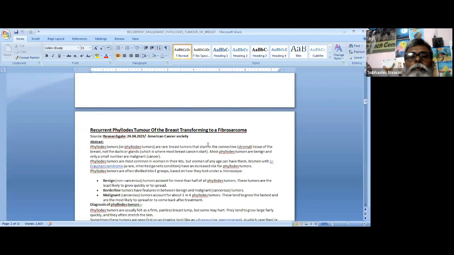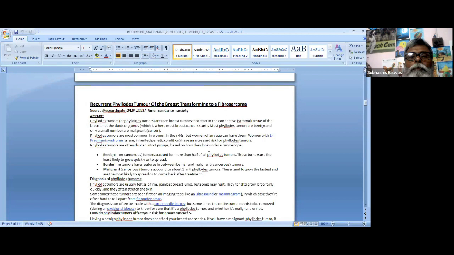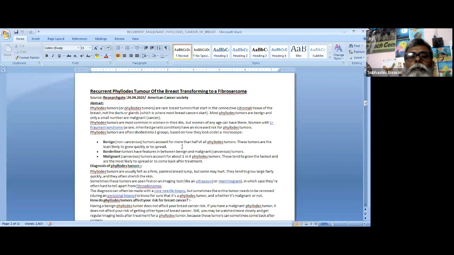So let us talk about the recurrent Phyllodes tumor of the breast transforming to a fibrosarcoma. The sources I have extracted from are ResearchGate, 24th April 2023, and also the American Cancer Society. Phyllodes tumors are rare breast tumors that start in the connective tissue of the breast, not the ducts or glands, which is where most breast cancers start.